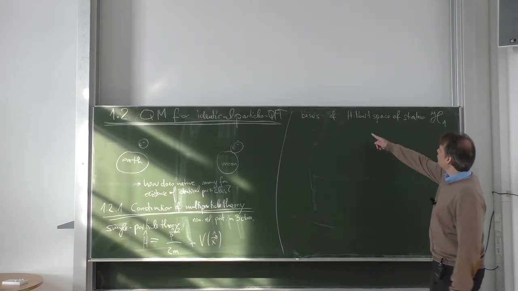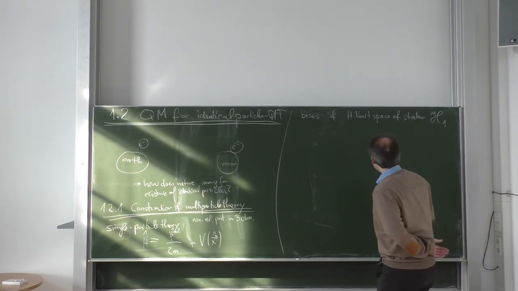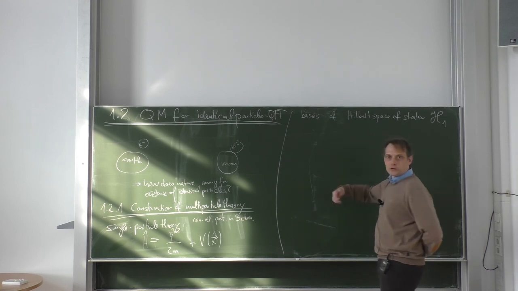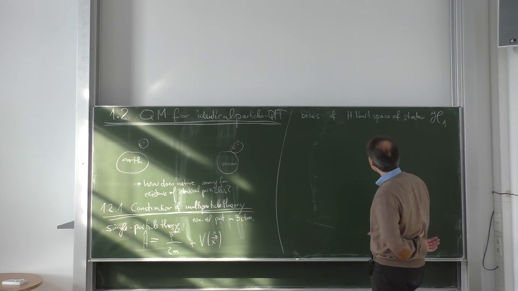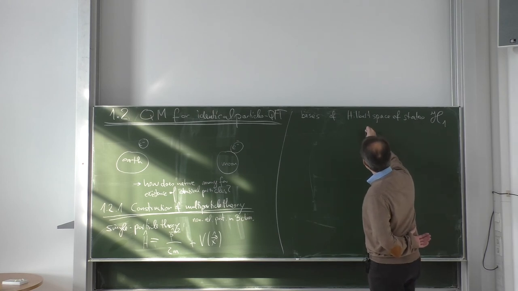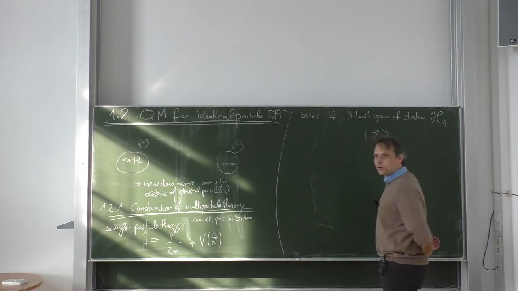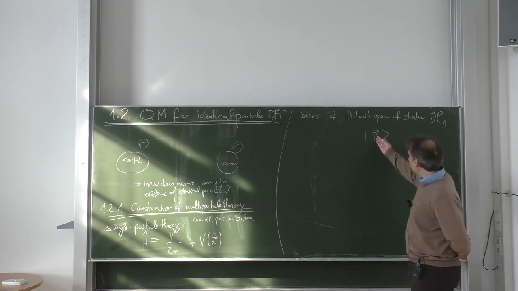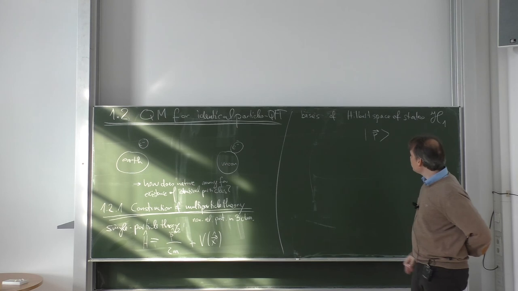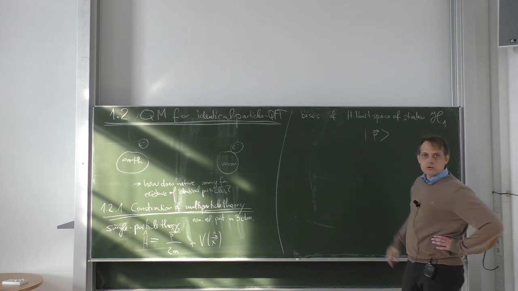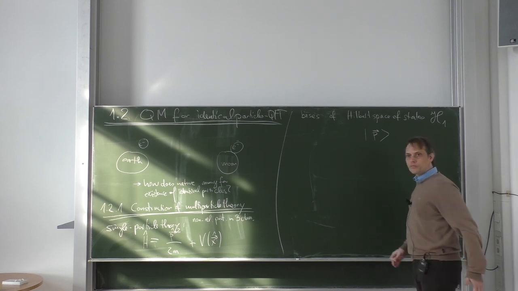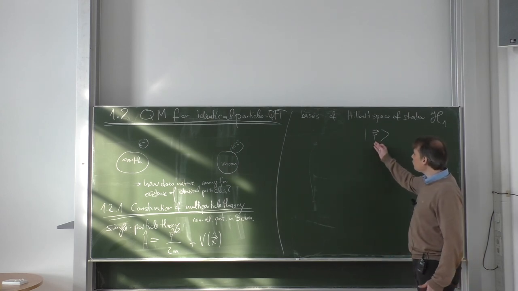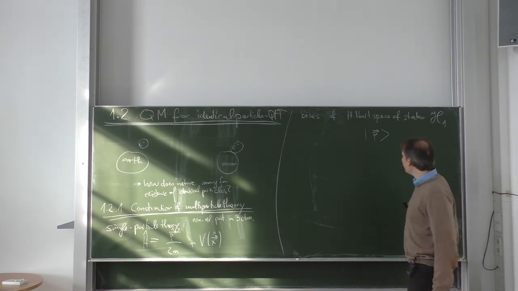Okay. So basis of our Hilbert space of states. So one very useful basis is the basis in terms of momentum eigenstates. Let's call them P. Okay, that would be one basis. And let's not write lots of symbols here. You know what we mean when we write down those states. They are eigenstates of the momentum operator with eigenvalue P in three dimensions.